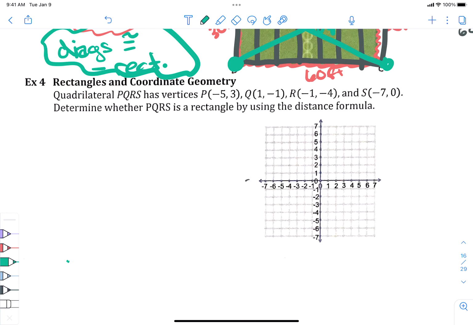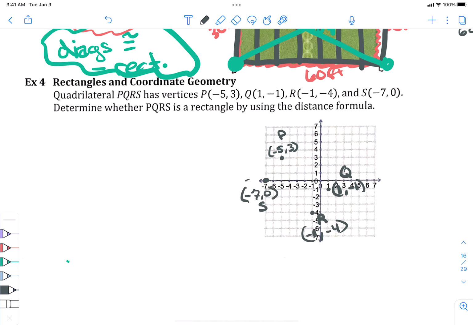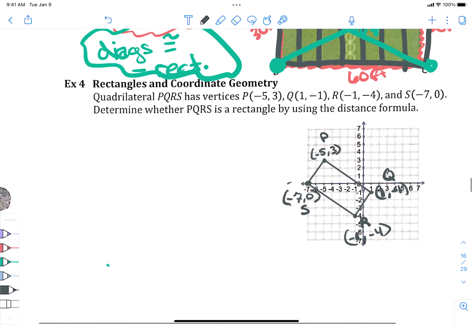Example 4, let's do some plotting points here. So -5 is at 3, and that is P. 1, -1. It kind of does. There is that. It does look like a rectangle.